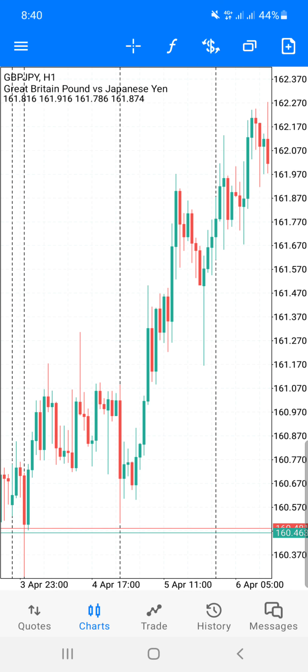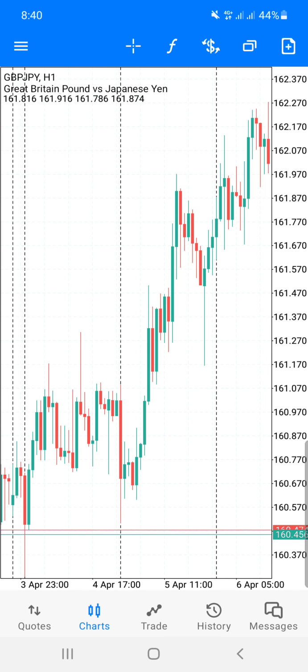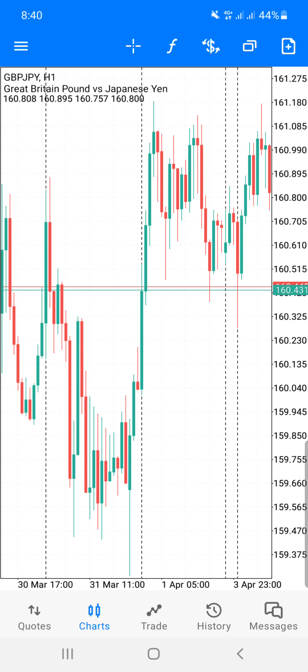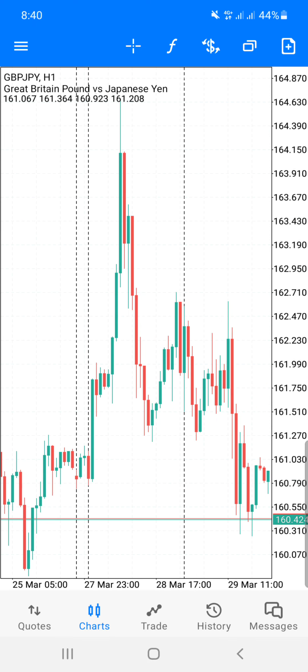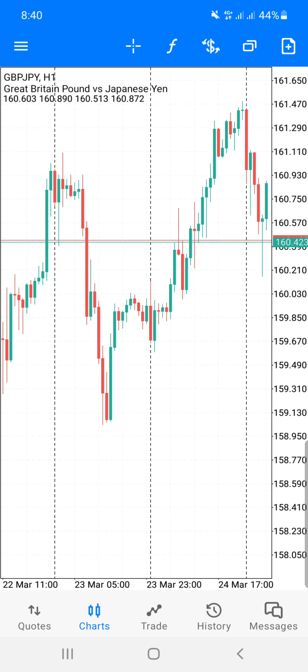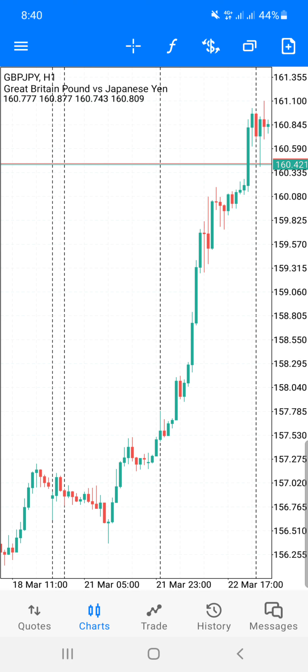Let's check. I think this is three white soldiers. This pattern now would have been three white soldiers. But if you notice, this inverted hammer formed, which invalidates it. So this one is not valid. Let's check for something else. Okay. See a very perfect example here.